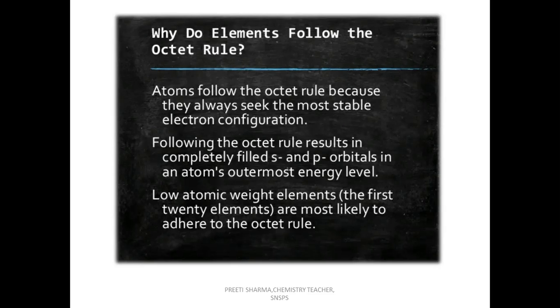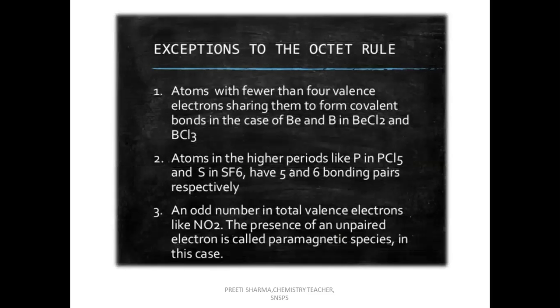And what are these limitations? These limitations are the exceptions to the octet rule. First of all, I'll deal with the limitations or exceptions. We can say the incomplete octet of the central atom. It means there are some compounds whose central atom has fewer than 8 electrons. Stability means it should have 8 electrons, but here many compounds are formed while having fewer than 8 electrons, right?